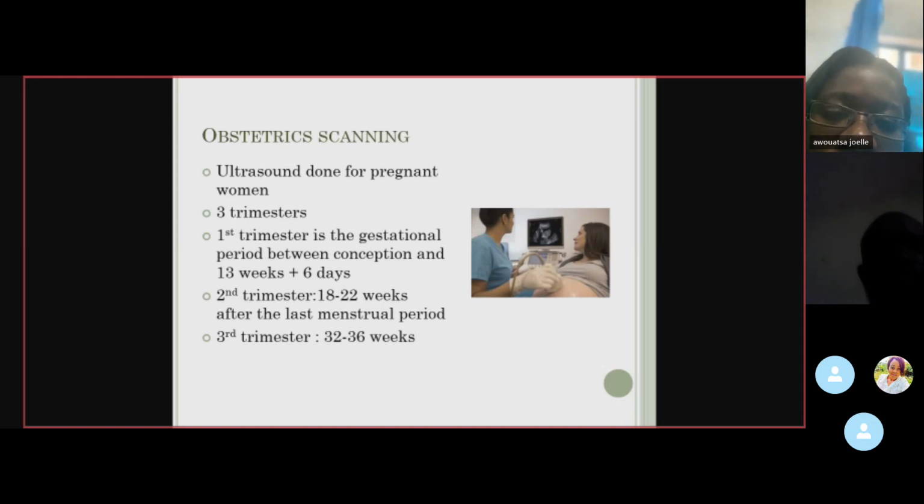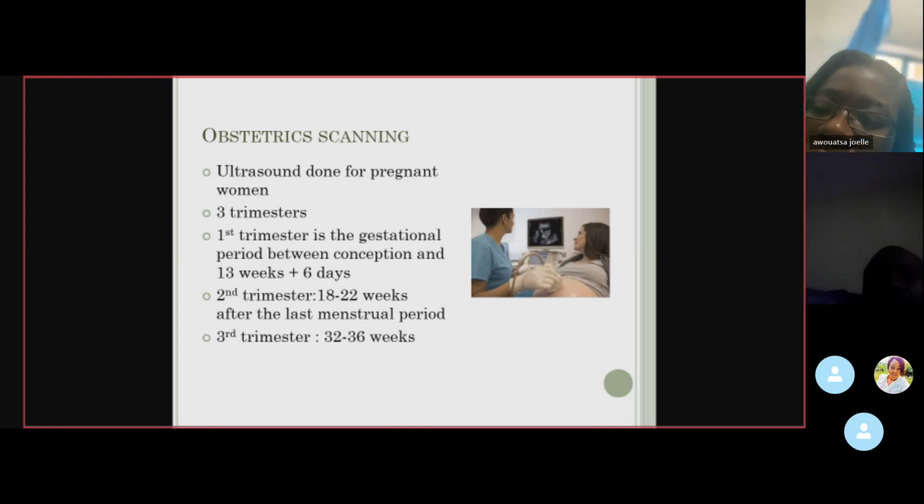Next, we move on to the obstetric scanning, that is scanning of the pregnant woman to see if the fetus is properly growing. Okay, so there are 3 trimesters. The first trimester is the gestational period between the conception and 13 weeks plus 6 days.